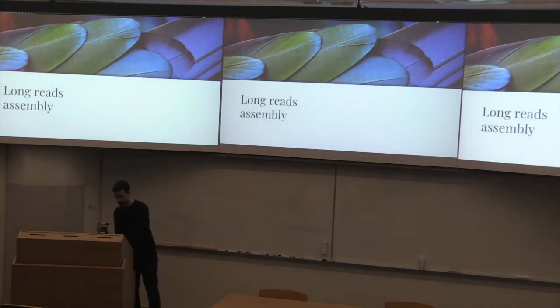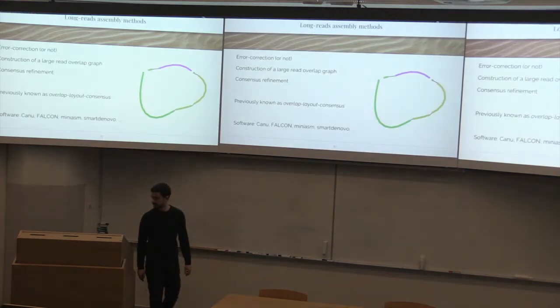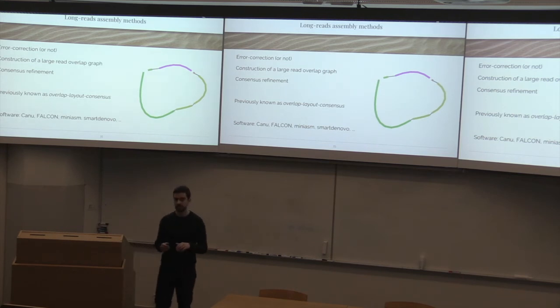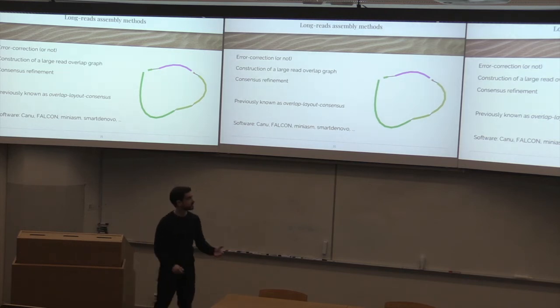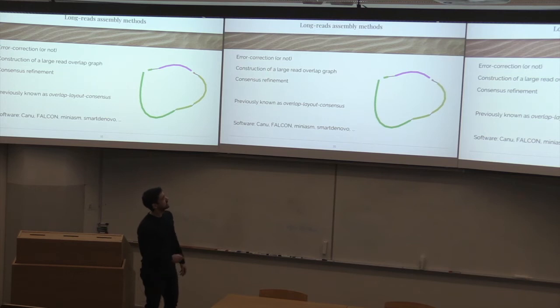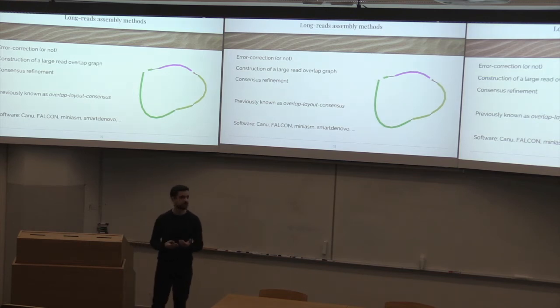Okay, I'll move on to long reads assembly. So long reads means either PacBio or nanopore. The pipeline for doing long reads assembly is to start by error correction or not, depending on the software, then construct a large read overlap graph. So similar to what I showed for the short reads, but not exactly the same type of graph. And then do consensus refinements, in order to correct all of those pesky sequencing errors for PacBio or nanopore.